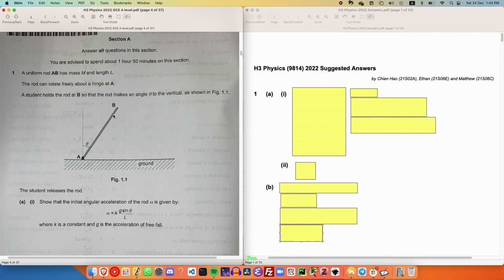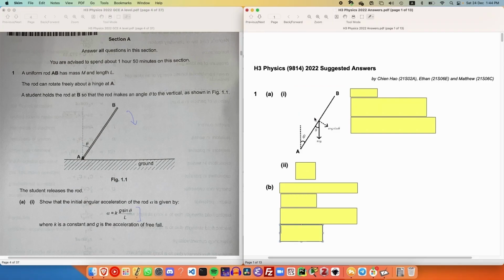With a rod that is tipping over and is going to eventually fall to the ground, the question asks us to show that the initial angular acceleration of the rod is given by this formula. How do we do it? Let's first consider the external forces at play. This is the free body diagram.